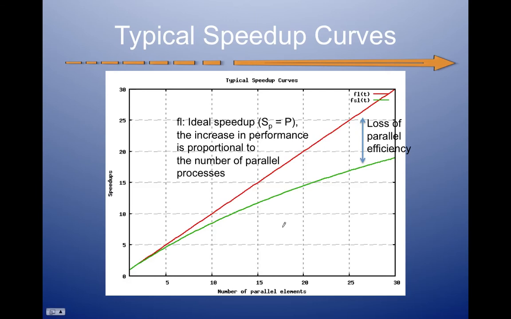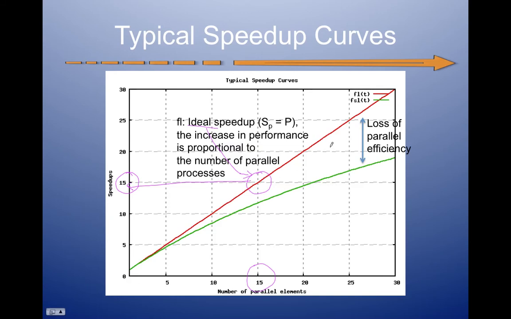Let's look at a typical curve. So this is the ideal speedup curve. In this curve, when I'm using 15 processors for my execution, I'm getting a speedup of 15. So that means I've divided my execution time by 15.